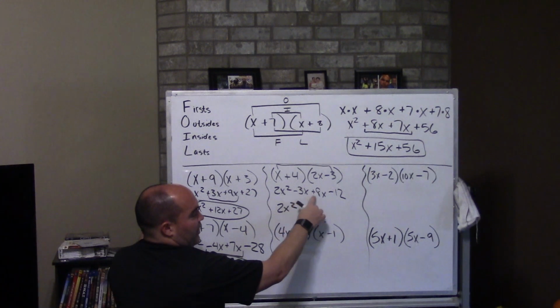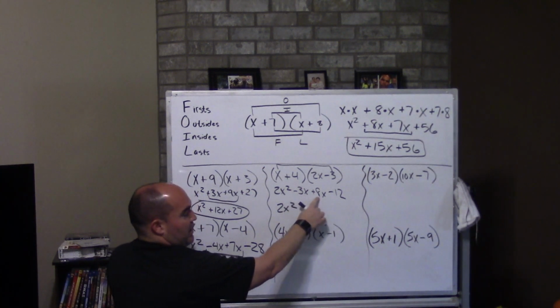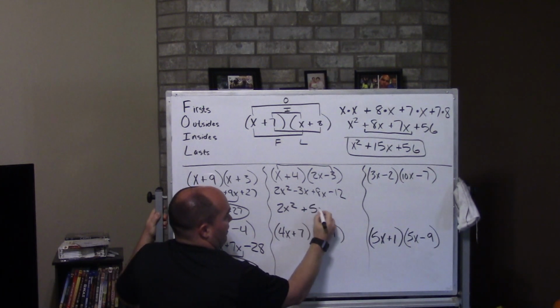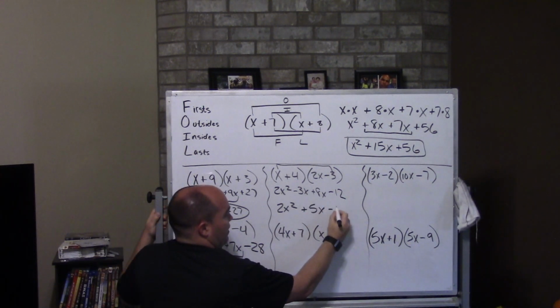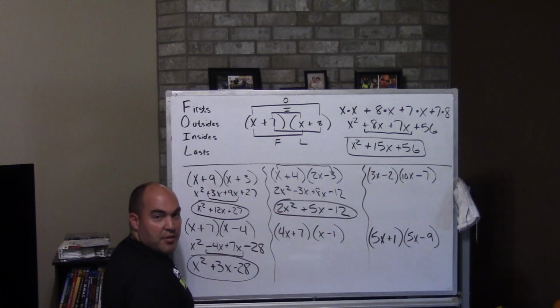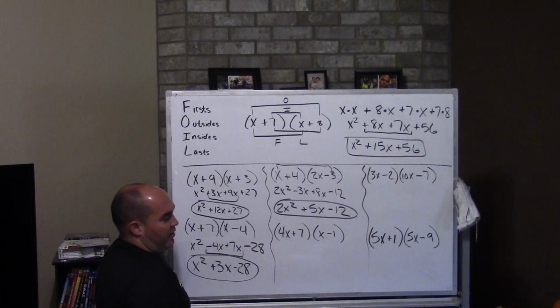We have a negative 3 and a positive 8, so a negative 3 and a positive 8 is the same thing as 8 minus 3. So that is 5x. And then I have a negative 12 that I just need to write down. So there's my answer, 2x squared plus 5x minus 12.